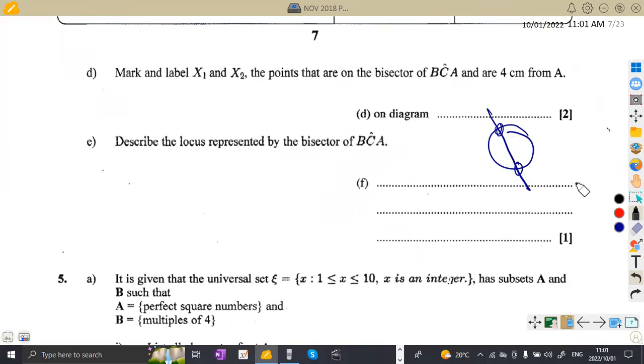Describe the locus. So guys, I told you whenever you're asked to describe the locus, you have to answer with the locus theorem that you have, which represents the bisector. So which locus refers to the bisector, or how to bisect an angle. So we bisected angle BCA.